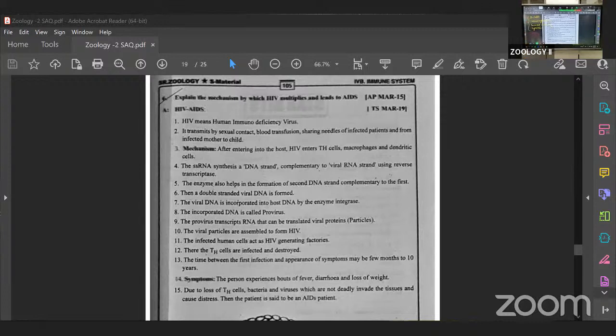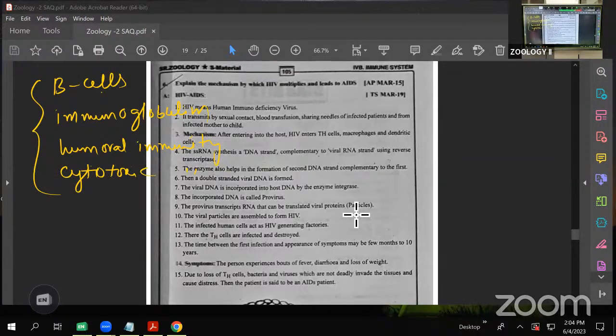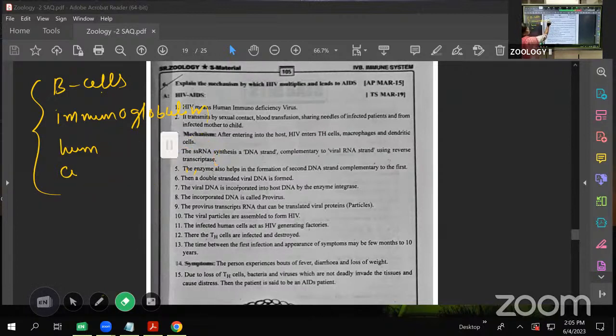Next, the last one is HIV, the AIDS. Now the last one is left that we are going to discuss. All of you know about AIDS and HIV.